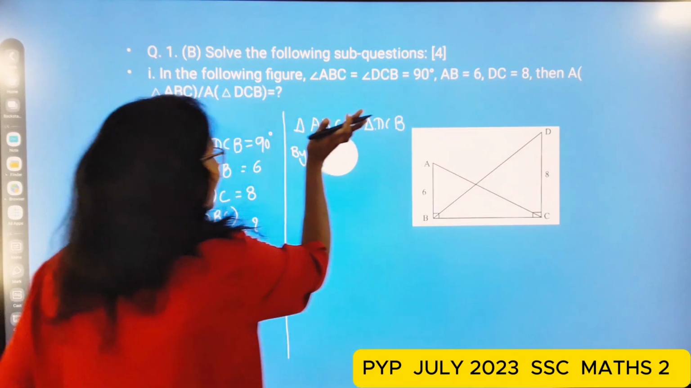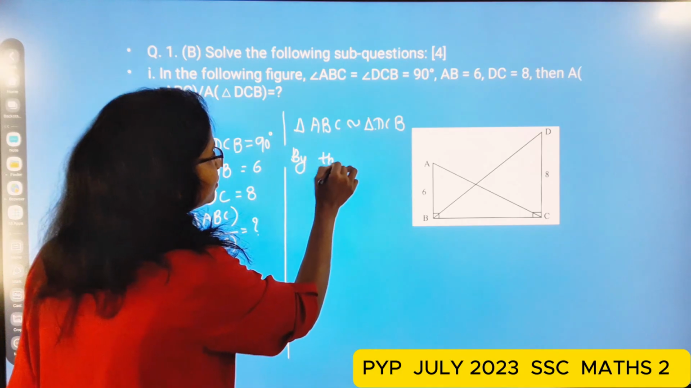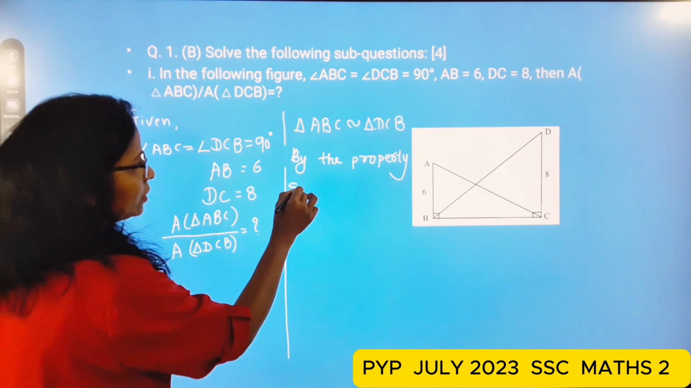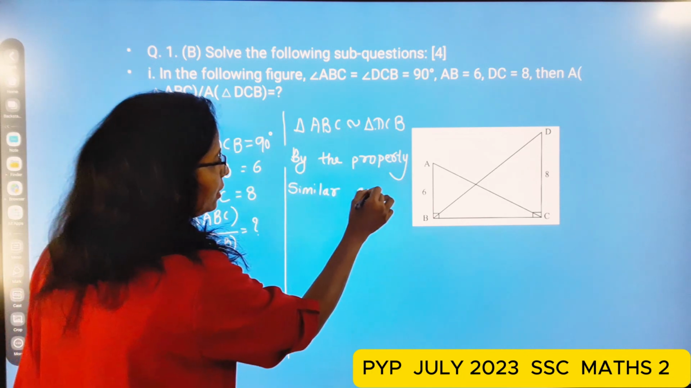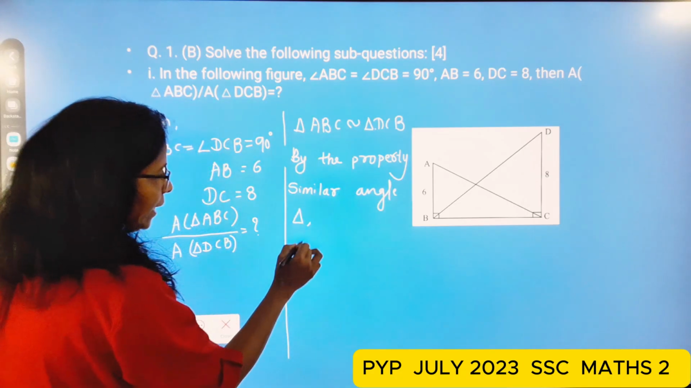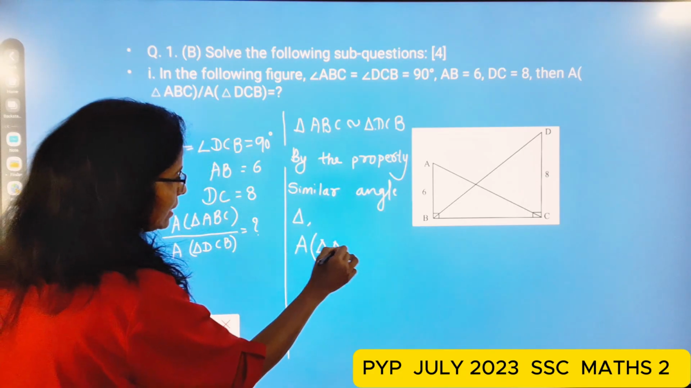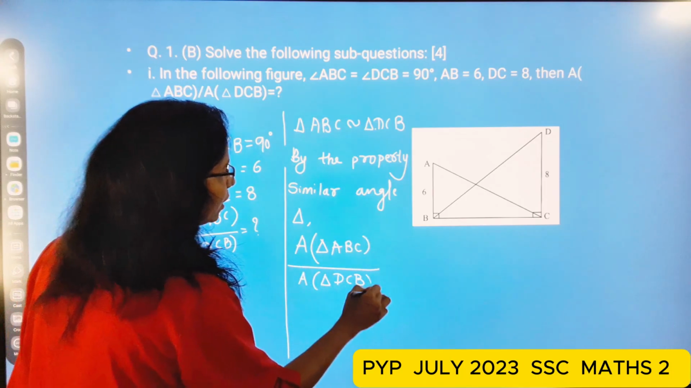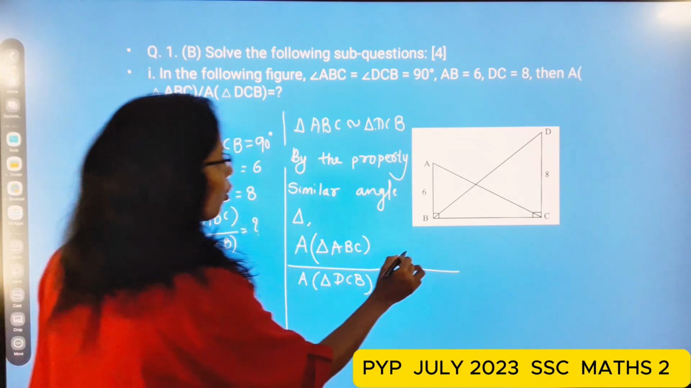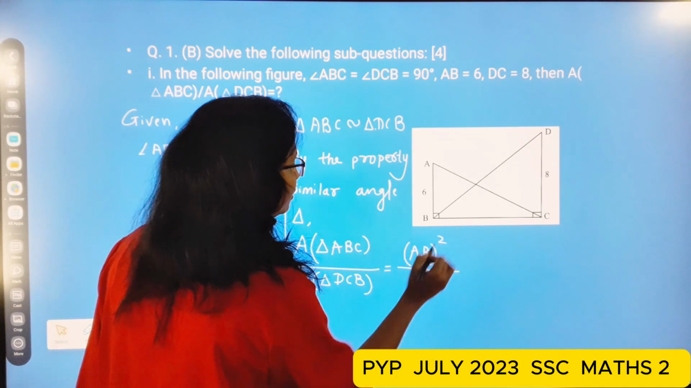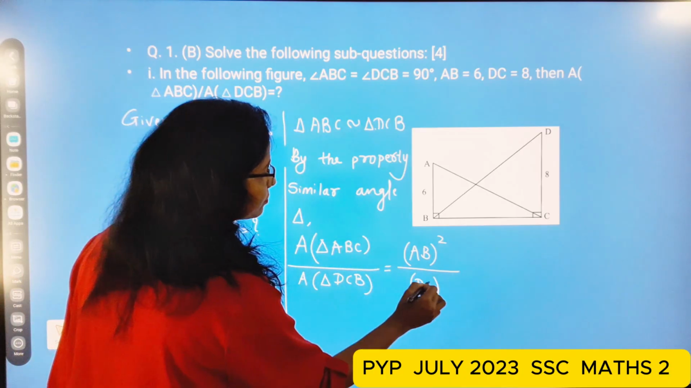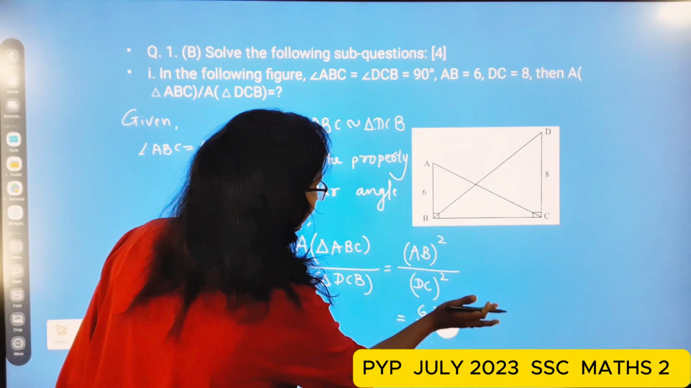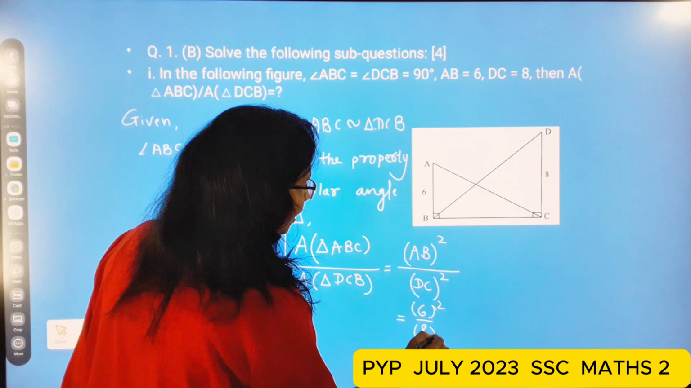By the property of similar triangles, area of triangle ABC upon area of triangle DCB is equal to the square of AB upon square of DC. So that means here 6 upon 8, that is 6 square and 8 square.